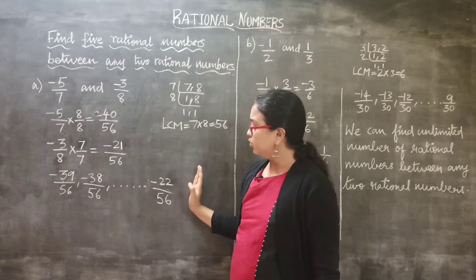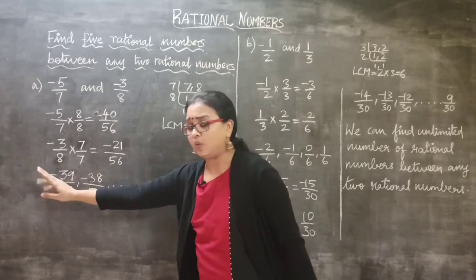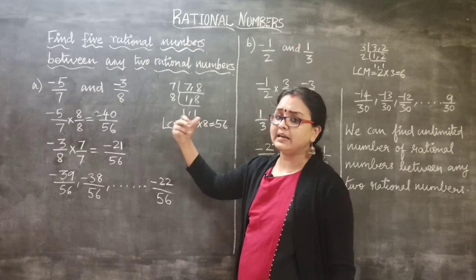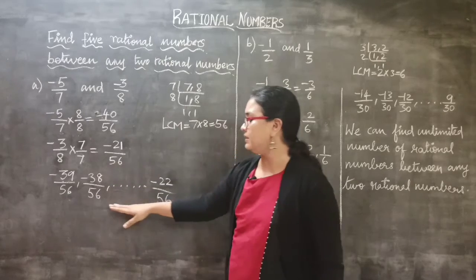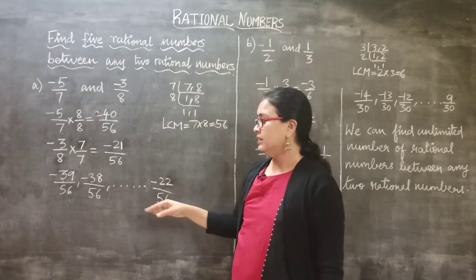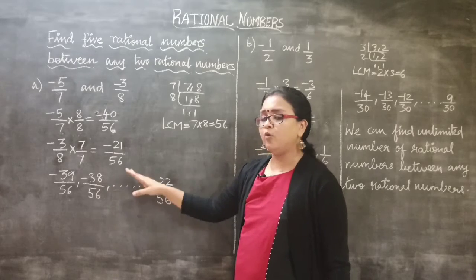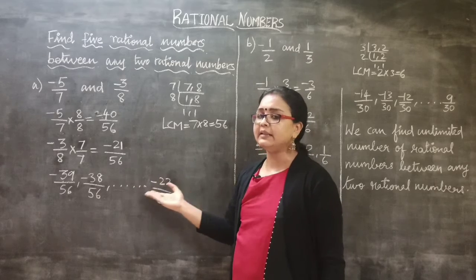So I should not write this number here and this number here. Why? Because we are checking how many rational numbers come between these two numbers. So we need only 5. So you can write any 5 rational numbers out of these. In the examination when it is asked, you can mention it like this, and write any of the 5 rational numbers which fall between these numbers.